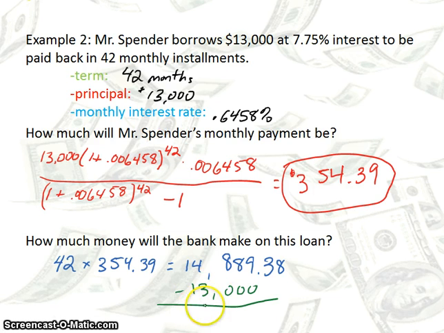that gives us a grand total of, we paid an extra $1,889.38. So we paid an extra $1,889.38. That means the bank made $1,889.38 off Mr. Big Spender's loan.